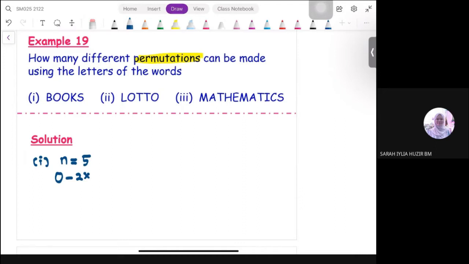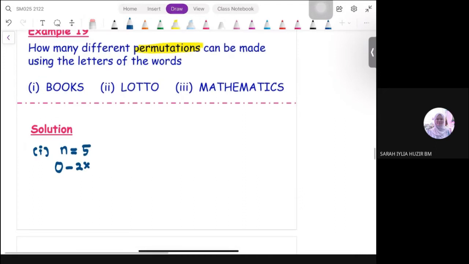Alright, so how do we arrange this? Macam mana kita nak rearrange? Calculation now should be 5 factorial, sebab ada 5 huruf, but then we have to divide by 2 factorial because O happen twice. So 5 factorial divided by 2 factorial, our answer would be 60. Senang je. Dia tambah sikit je. Kena bahagikan dengan huruf yang berulang.